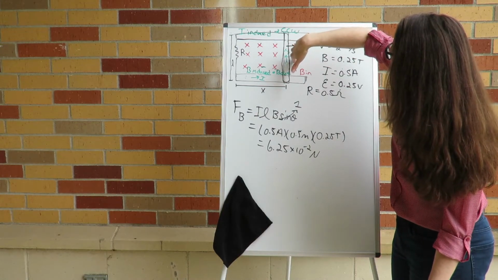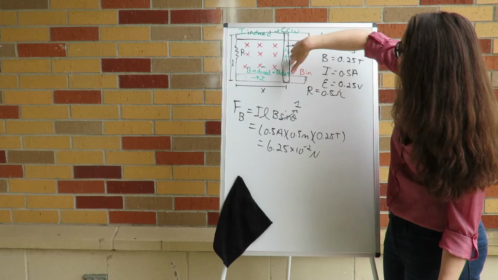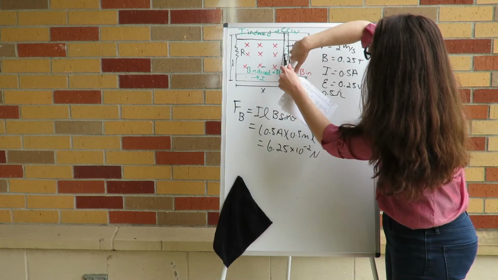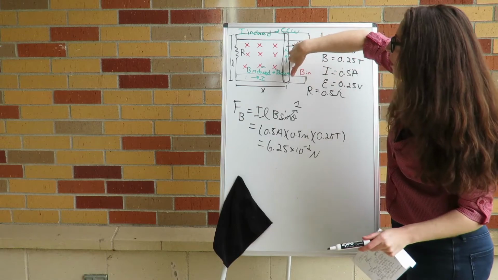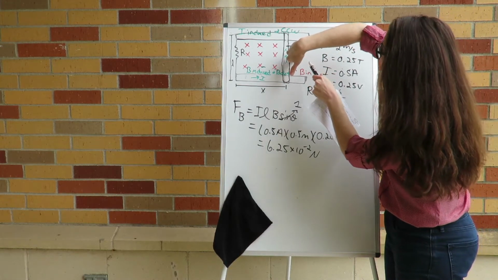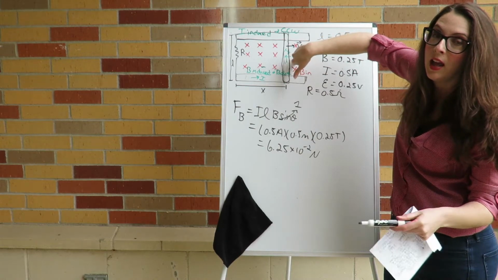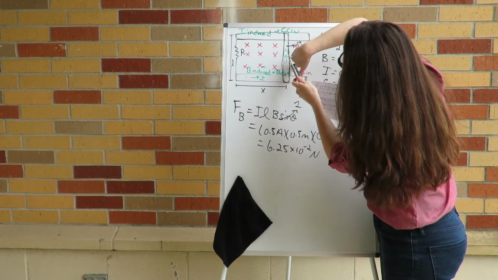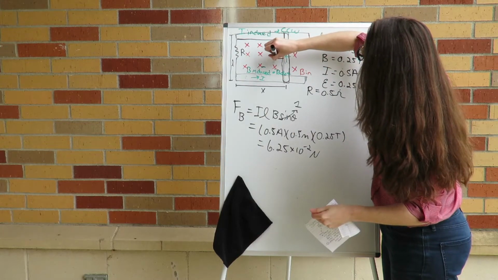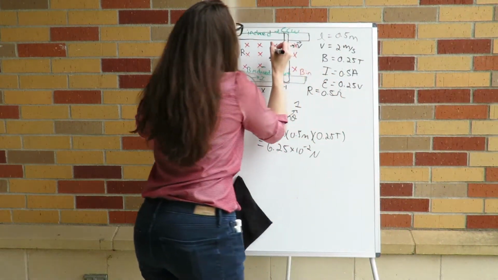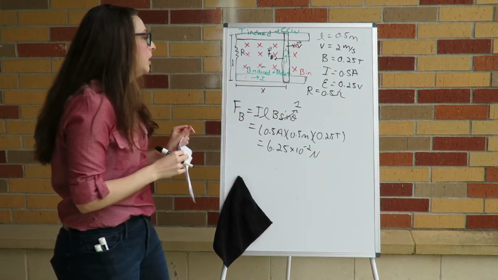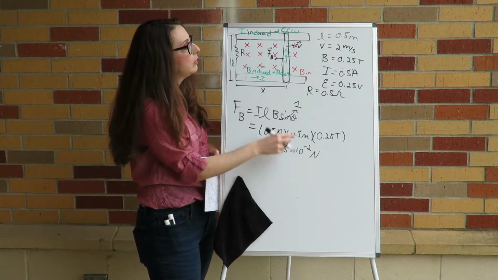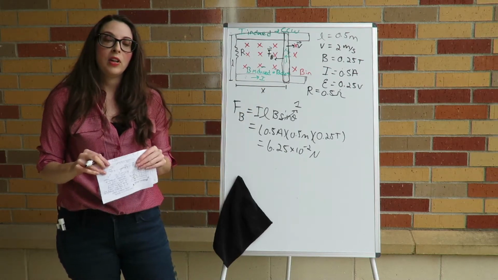And then my fingers are pointing into the board because that's the direction of the magnetic field through which this bar is moving. And I'm talking about electrons, so that means the backside of my hand tells me the direction of the magnetic force on an electron. My palm would tell me the direction of the magnetic force on a positive particle. So on a negative particle, my electrons, which are the charge carrier, the force is going to be pointing to the left. So my magnetic force is pointing in the opposite direction of the motion of our rod. Okay, so the magnitude of the magnetic force is 6.25 times 10 to the minus 2 newtons, in the opposite direction of its motion.